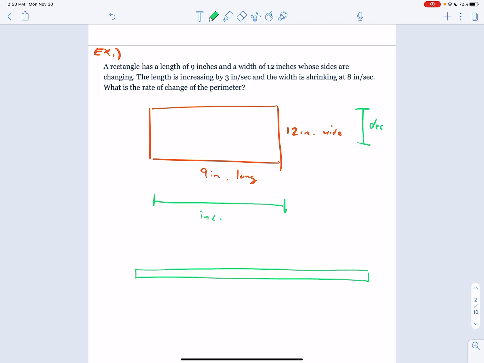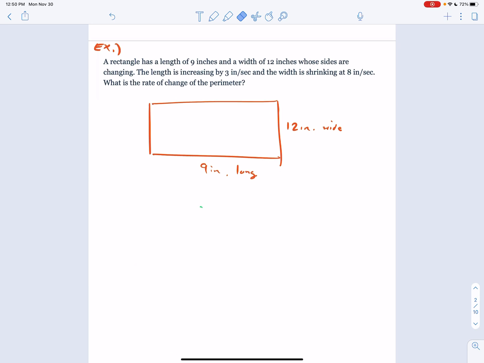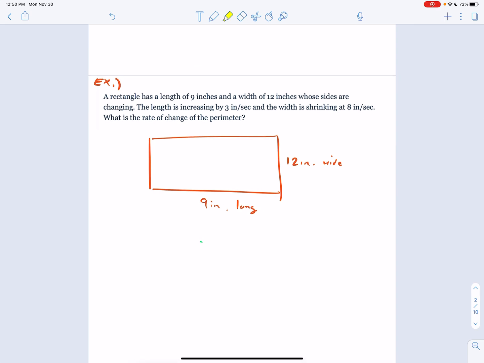Okay, so again, there are a lot of moving parts. What does this all mean? Okay, let's keep reading. What is the rate of change of the perimeter? Okay, so some things that you want to highlight so that we can shorthand later. Let's highlight some of the key components here. We know that this rectangle, as of now, has a length of 9 inches and a width of 12 inches. But we notice that the sides are changing. Okay? The length is increasing by 3 inches per second, and the width is shrinking at 8 inches per second.